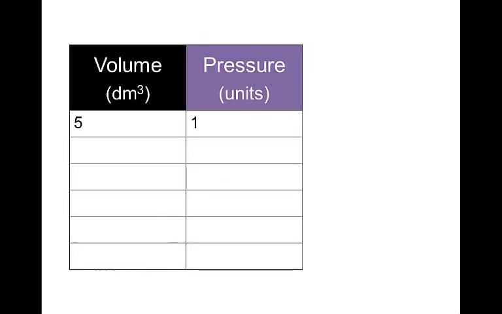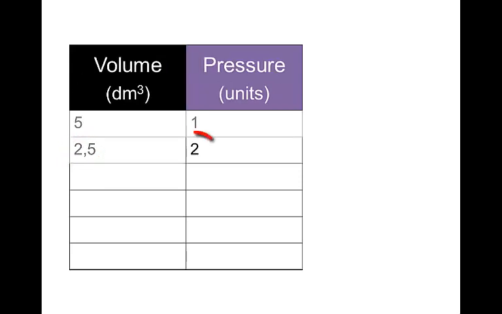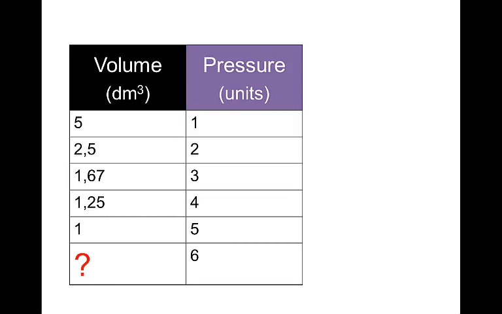So let's say that when the volume of a trapped gas is 5 decimeters cubed, then the pressure it exerts, and the pressure we have to exert to keep it at that volume, is 1 unit. Now let's halve the volume of the gas, and to do that we would need to apply a pressure of 2 units. And so on. As we increase the pressure that we apply, the volume that the gas takes up is less and less. Now look for patterns in this data and use those patterns to solve for the unknown value here.